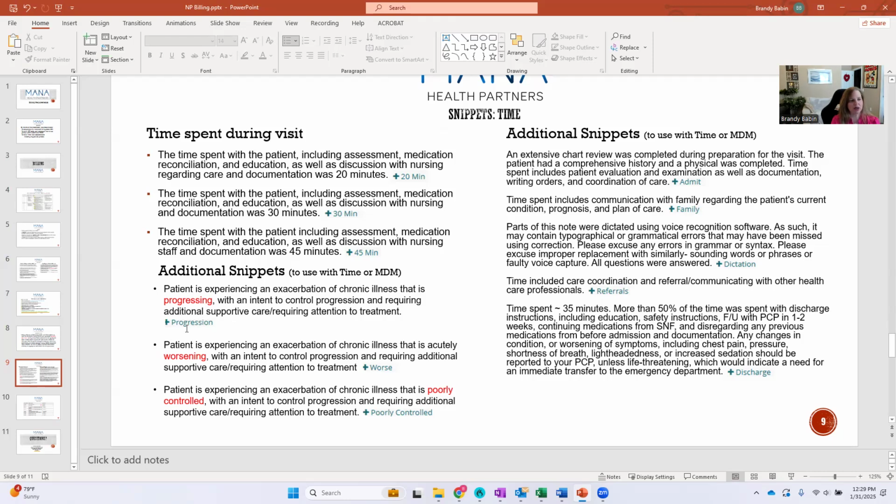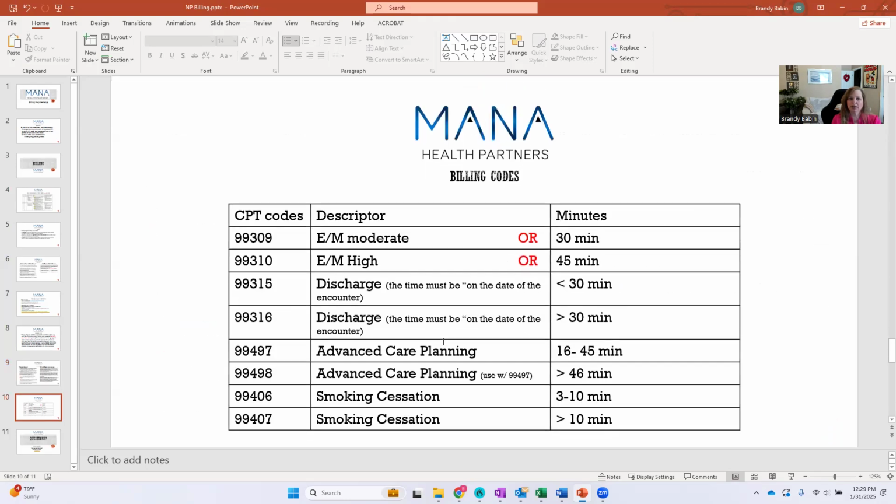Additional snippets would be chronic illness that's progressing, and so you can use the progression snippet. It doesn't replace time or MDM. It's to be used with time or MDM. Patient is experiencing a chronic illness that is worse or that is poorly controlled. One thing that needs to be remembered, you get to use time or you get to use medical decision making, but you do not use both. You do not put medical decision making and time in the same note.